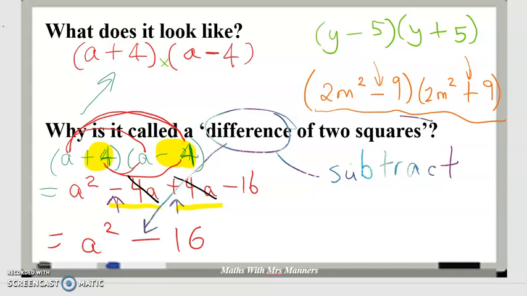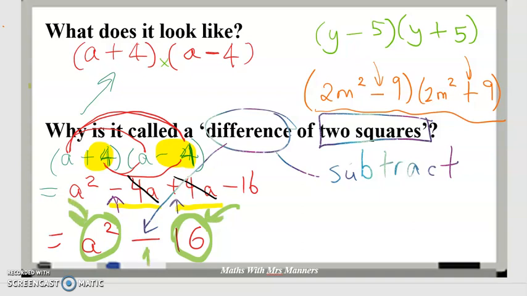Two squares, well, where are my two squares coming from? Here is one of them. There's my first square, that's 16. 16 is 4 squared. And my other square comes from over here. It's a squared. So I have two square terms, one here and one here, and then I have the difference of them. And that's why it's called a difference of two squares. When you have a difference of two squares, you will always only end up with two terms, because these middle terms cancel, leaving you with just the first term and the last term in your expansion.